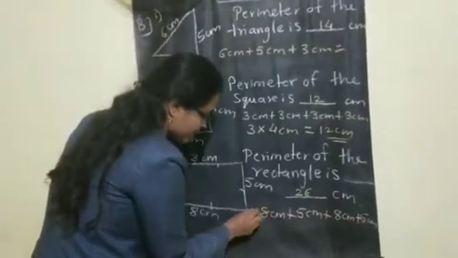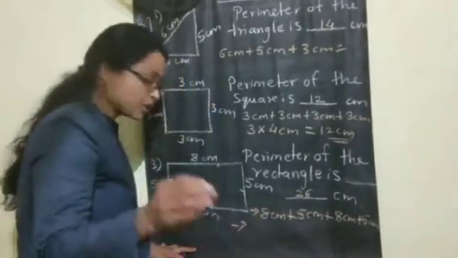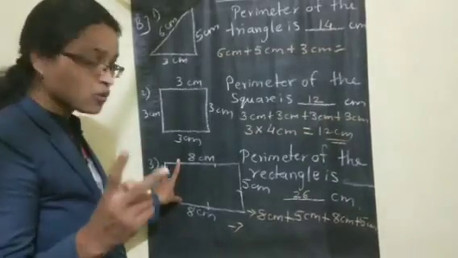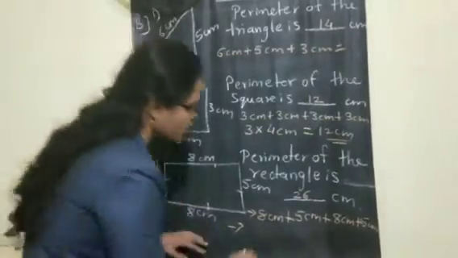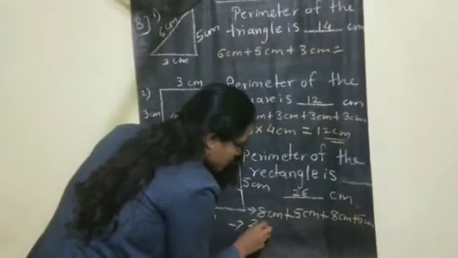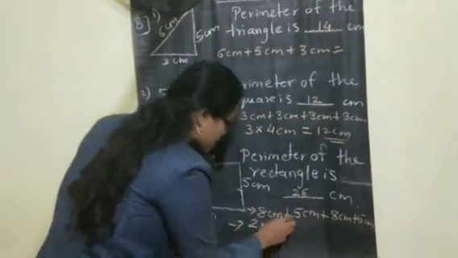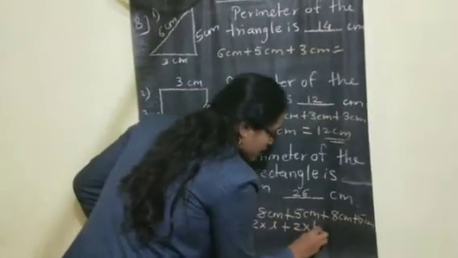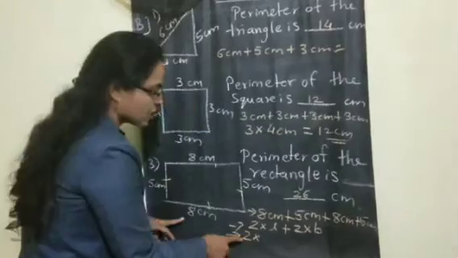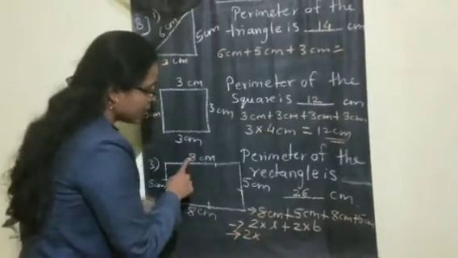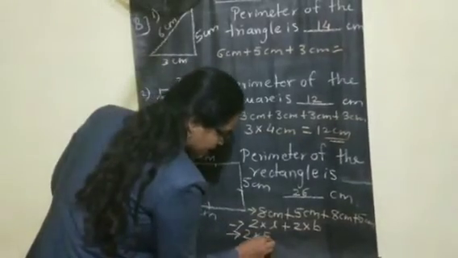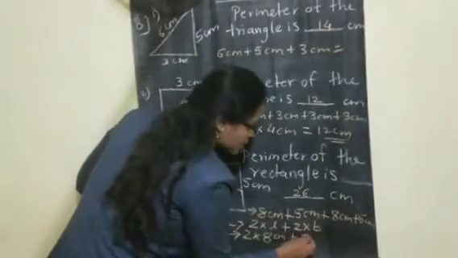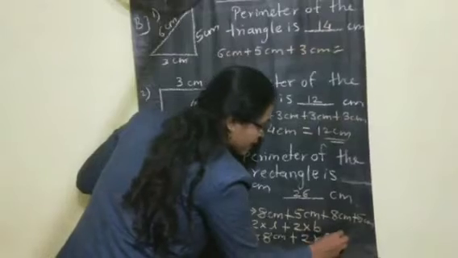This is the first method. Another method, children, what can you do? Length. How many lengths are there here? 2. Opposite lengths are always equal, but 2 times. So you can write as 2 multiplied by length plus 2 times breadth. So 2 multiplied by breadth. So what you have to do? 2 multiplied by the length, that is 8 centimeter, plus you are adding breadth also, 2 times multiplied by 5 centimeter.